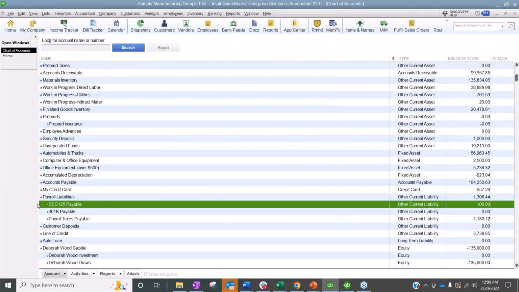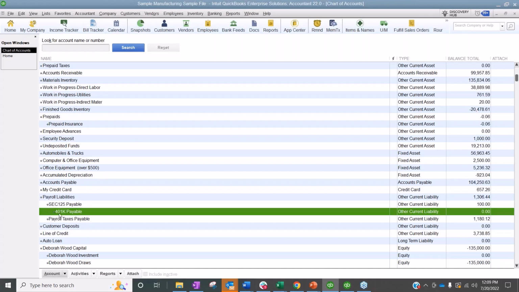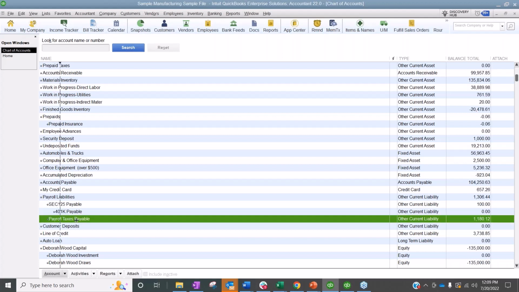Now, as with most lists in QuickBooks, you can go down 5 levels. So I could drag 401k and make it a sub account of SEC 125. I could drag payroll taxes payable and make it a sub, right? So I can go 5 different levels deep. Let me just say that's what the system can do.